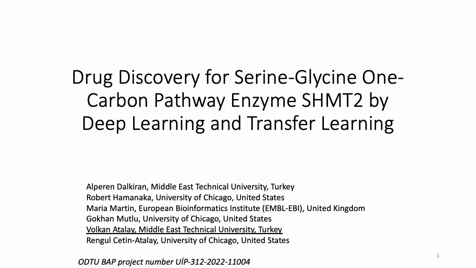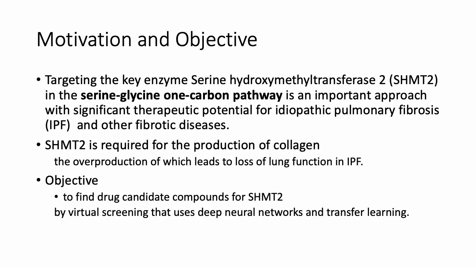Hi, I would like to present our study on drug discovery for serine-glycine 1-carbon pathway enzyme SHMT2 by deep learning and transfer learning. Serine hydroxymethyl transferase 2, SHMT2, in the serine-glycine 1-carbon pathway is a key enzyme with significant therapeutic potential for idiopathic pulmonary fibrosis (IPF) and other fibrotic diseases.